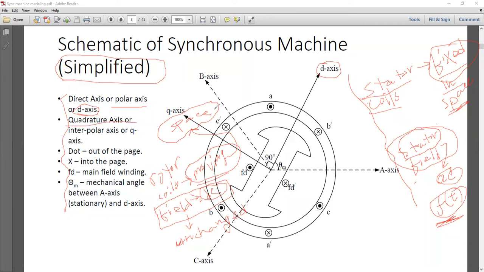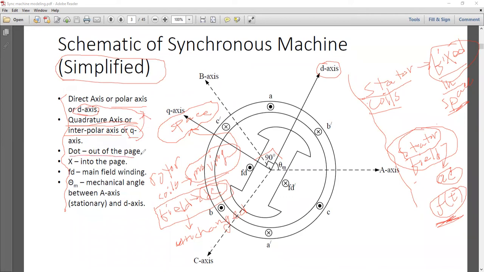The quadrature axis is 90 degrees in phase with the D axis, so the name is quadrature. In some places, you may also find it named the interpolar axis, meaning the axis that is assumed to be in between the poles, at the midpoint of the two poles. In short, we will call it the Q axis. So mostly in our lectures, we will be following these D axis and Q axis.